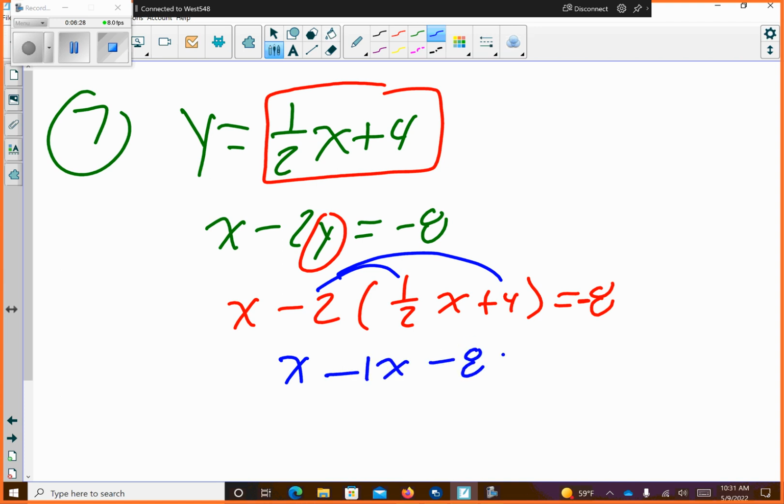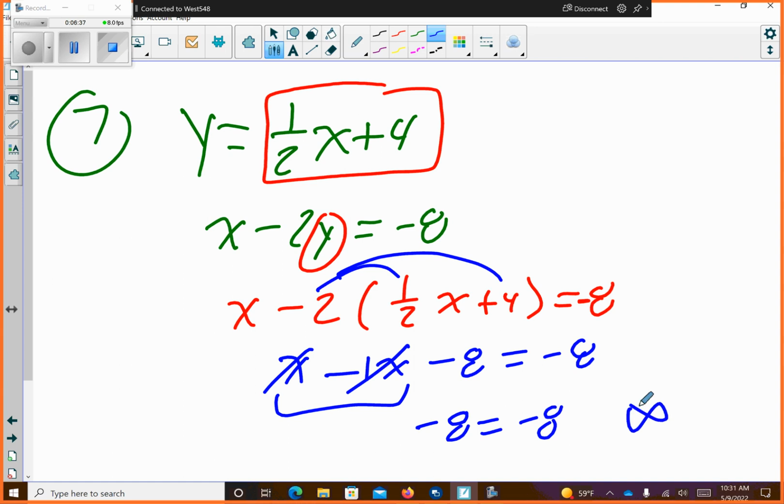Then minus 8 equals negative 8. Those cancel. So I get negative 8 equals negative 8. How many solutions? Infinite. Okay? Totally true statement. It works. Does that seem okay? Any others you want to see on that page?